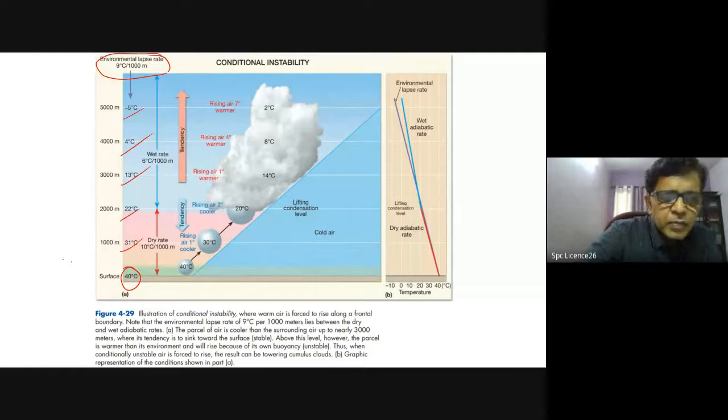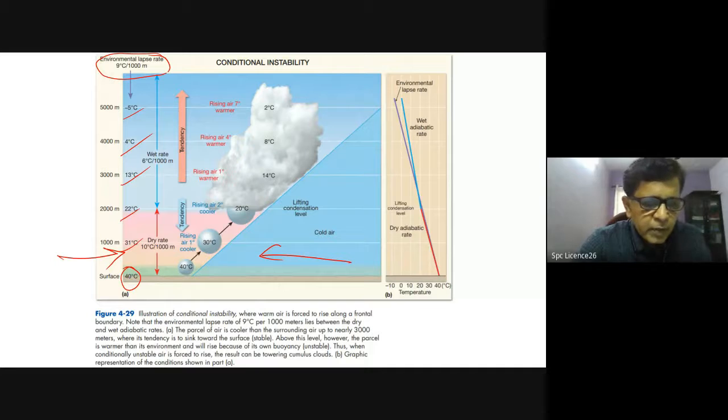Let us say you have a warm air mass moving from here and a cold air mass moving up here. That leads to lifting. Because of this lifting, which is happening at 10 degrees initially, it will come down from 40 to 30. And the environment has gone down to 31. So the temperature of the rising air is cooler by 1 degree. Another kilometer, it tends to be cooler by 2 degrees.